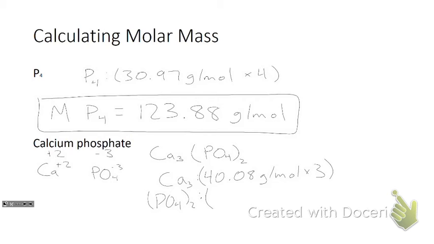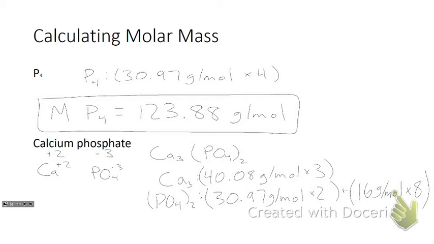I'll do it how we've been doing. So phosphorus is going to be 30.97 grams per mole times 2. I know there's 2 present there. And then we're going to add 8 oxygens to that. So I know oxygen has a molar mass of 16 grams per mole times 8, right? Because we have 4 plus 4 is 8, 2 phosphorus, and we have 3 calciums.